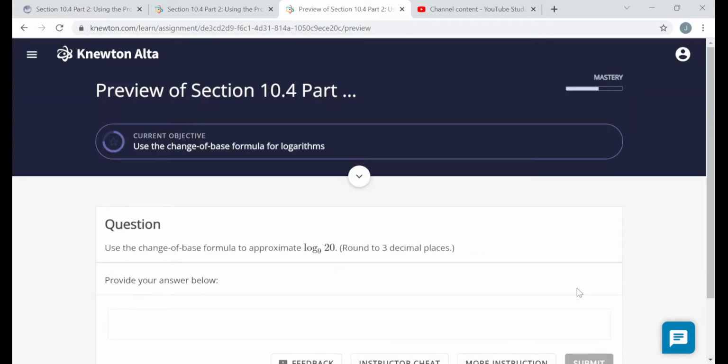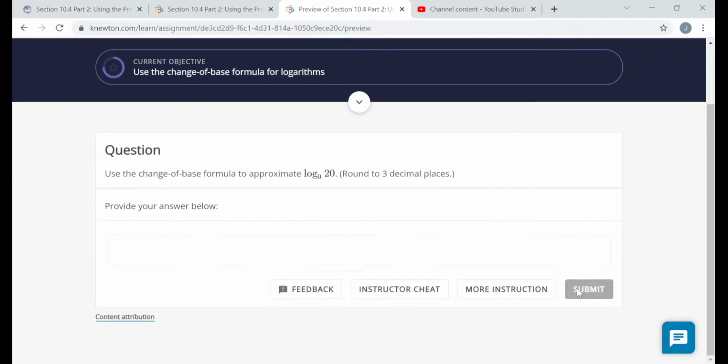Alright, looks like we got just one more of these. So once again, I'm just going to pull up the calculator, and we're asked to do the log base 9 of 20 rounded to 3 decimal places. So this is going to be 1 point something, right? Because 9 to the first is 9, 9 squared is 81, which is bigger than 20. So this is going to be 1 point something.